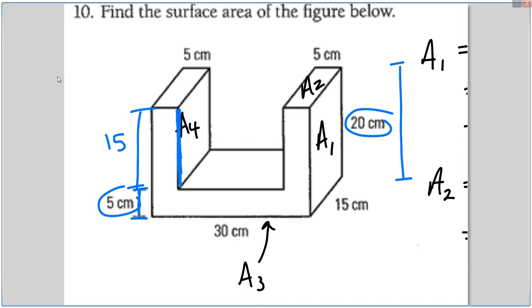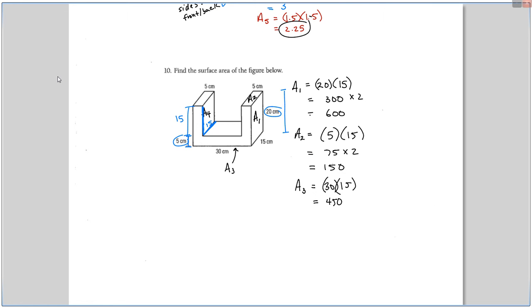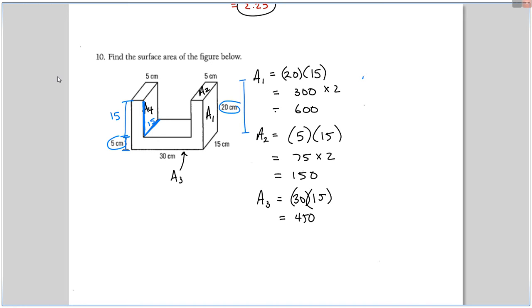Good. And do we know this one? It's also 15. Okay, so A4 would be 15 times 15. And I just heard somebody say times 2 because there's 2 of them. Do you guys agree? All right, so 225 times 2 because there's 2 of them, 450. All right, have we missed any shapes? The top? Are you talking about like this one here?